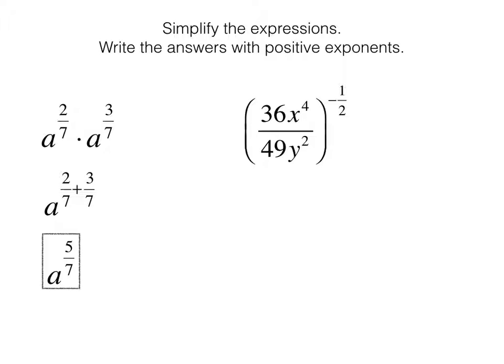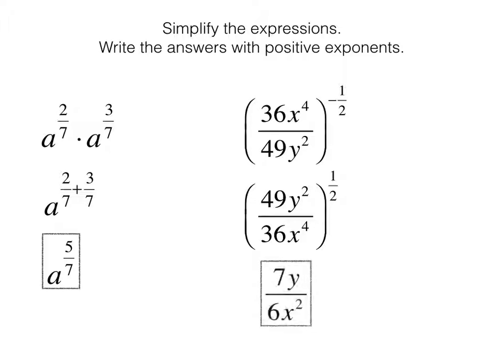In the next example, because of the negative power, let's flip the fraction to make it a positive 1/2. Remember, 1/2 just means square root. So the square root of your numerator is going to be 7y. The square root of your denominator is going to be 6x squared.